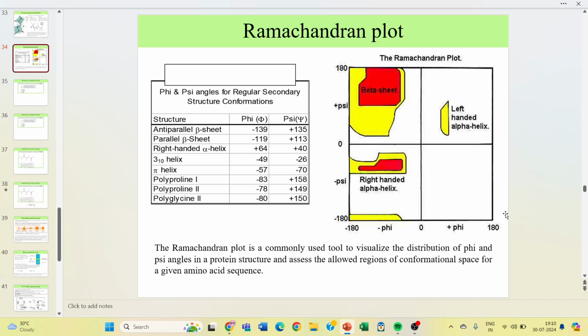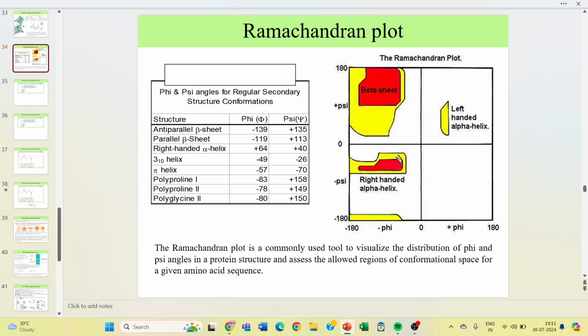And if you plot a graph based on this, 0 to 180 plus 180 to minus 180 for both phi and psi, you will see that this is the region where the beta sheets come. This is the region where the right-handed alpha helices are present. This is the region where left-handed alpha helices are present.